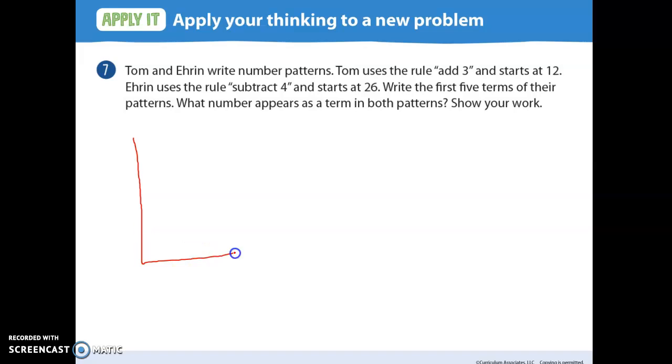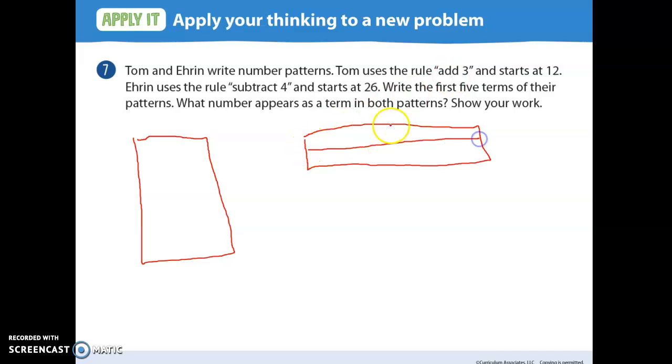Again, your patterns can go vertical like this. Your patterns can go horizontal like this, but you need to draw 2 patterns. One that starts with 12 and adds 3 each time, and then one that starts with 26 and subtracts 4 each time. Remember to put your term at the top.